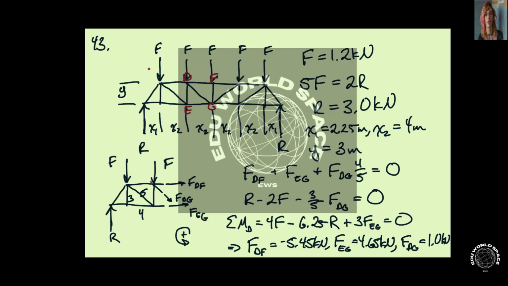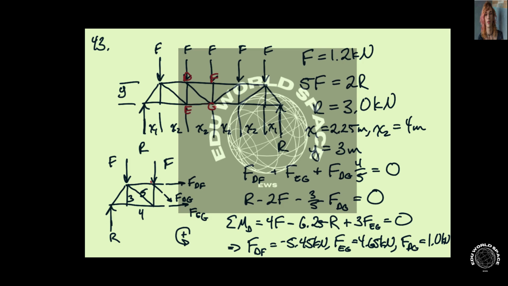In this problem, we have a mansard roof truss that's loaded as shown. We have 1.2 kilonewton loads distributed along the top here at each one of the joints. And we're asked to determine the forces in member DF, this one, DG, this one, and EG, this one.